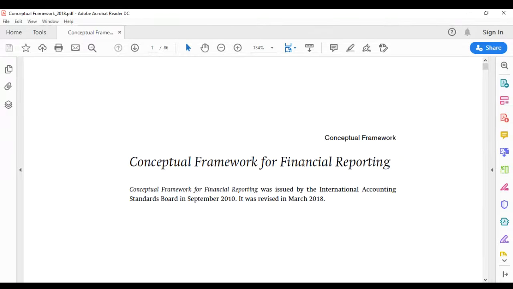Okay, so this is the 2018 version. It's the Conceptual Framework for Financial Reporting. We can see that it was revised in March 2018. So there are a few differences between this revised version and the previous version, which was issued in 2010. Let me just disappear from the screen for a while. So we are looking at the very latest edition.